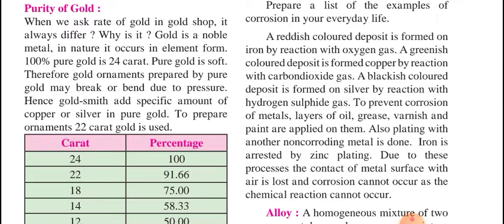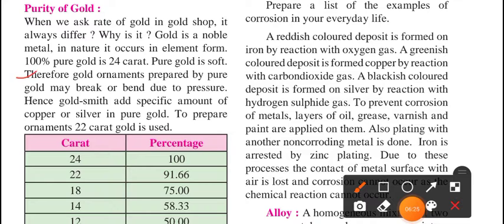We can say that how we have to find this, and this paragraph is given over there. When we ask the rate of gold in a gold shop, it always differs. Why is it? Gold is a noble metal in nature. It occurs in element form. 100% pure gold is 24 carat.